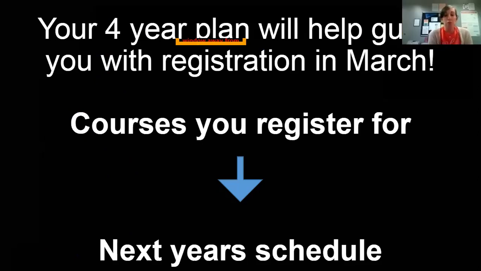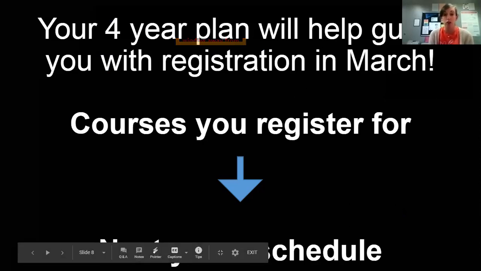All right, so when we meet with you individually and update your 4-year plan, this is meant to help you with your registration, which will happen in March. So when we meet now, we're just planning, but then in March, you will go in and actually click the buttons for the classes that you want to have on your schedule next year.